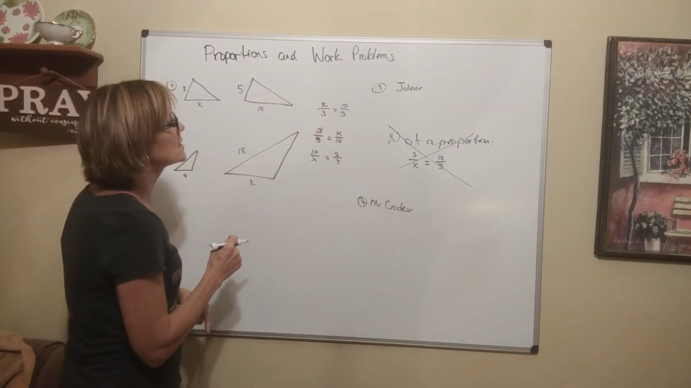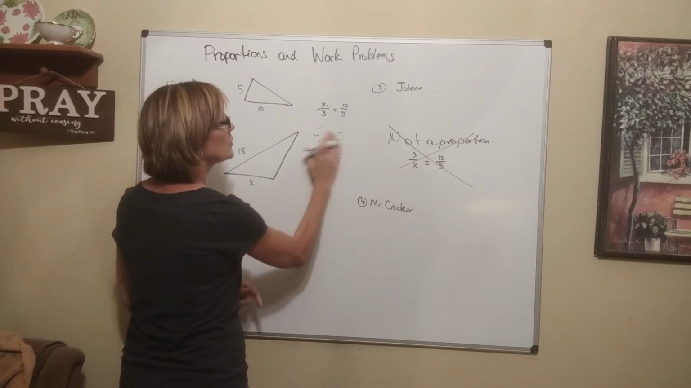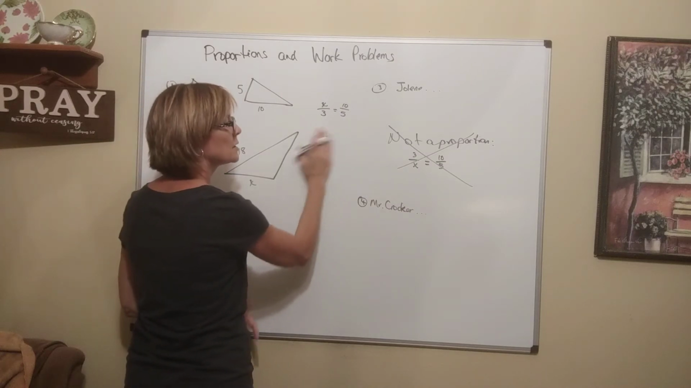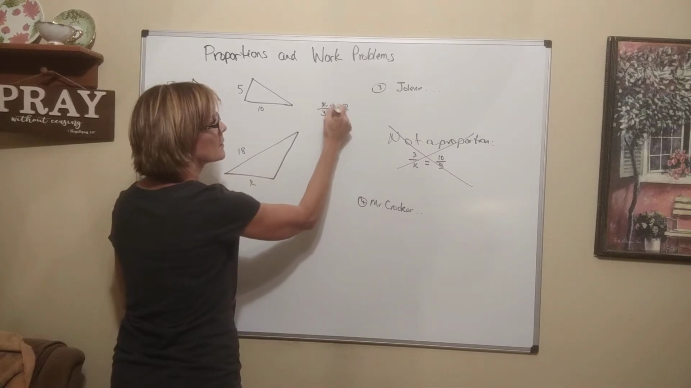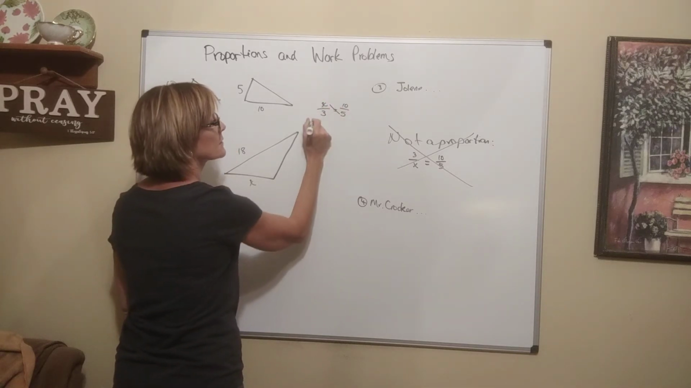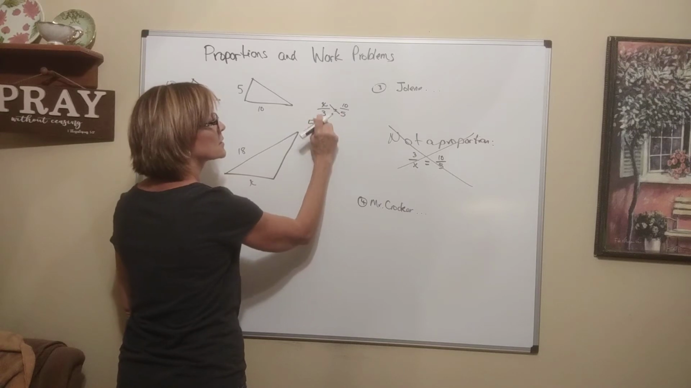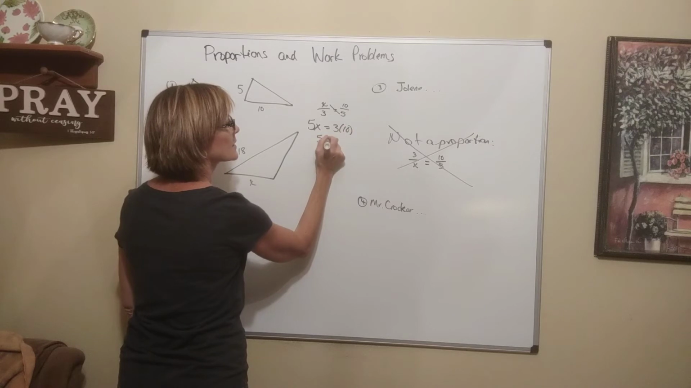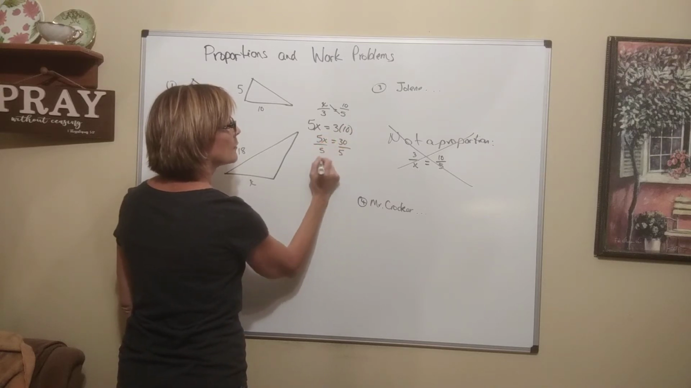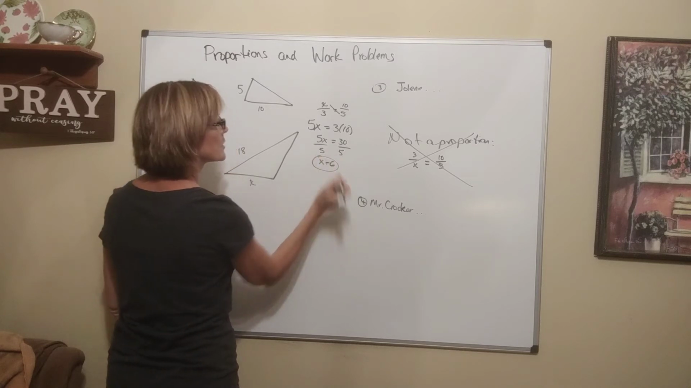So let's pick one of these and solve. When you have a proportion, a fraction equals a fraction, you can cross multiply. So I'm going to say 5 times x equals 3 times 10. 5x is 30, divide both sides by 5, and we get that x is equal to 6 for number 1.